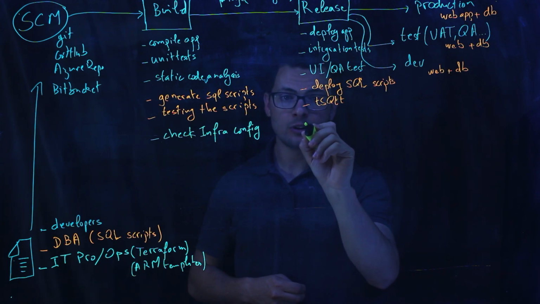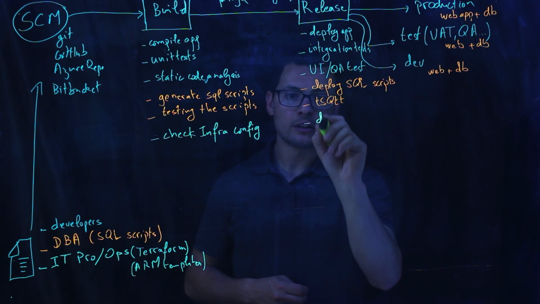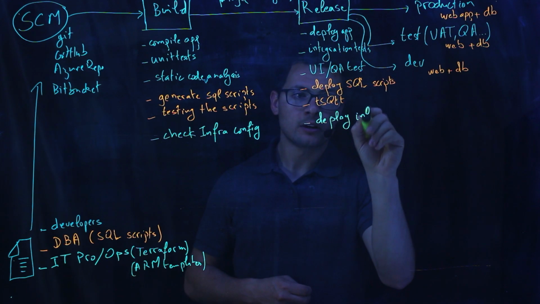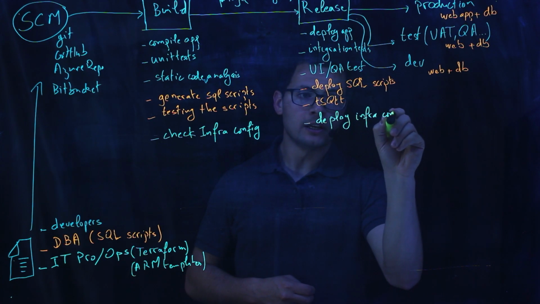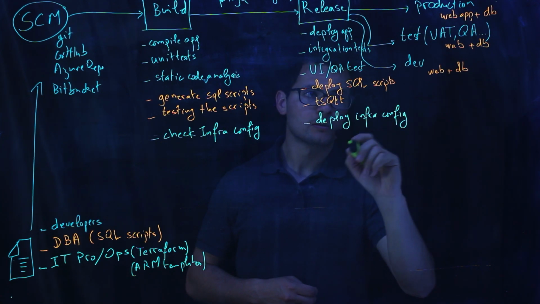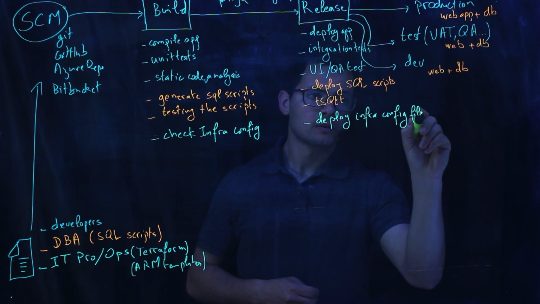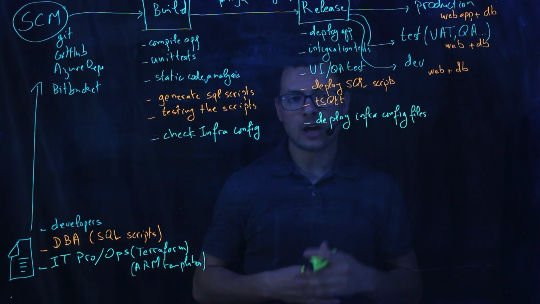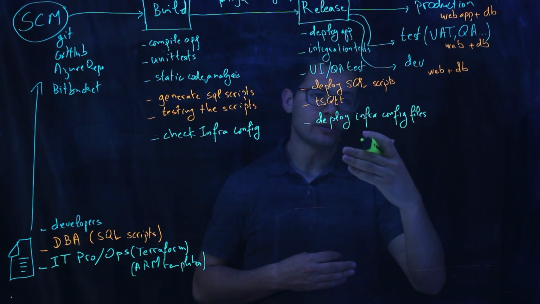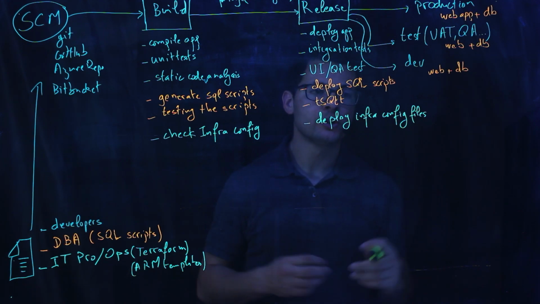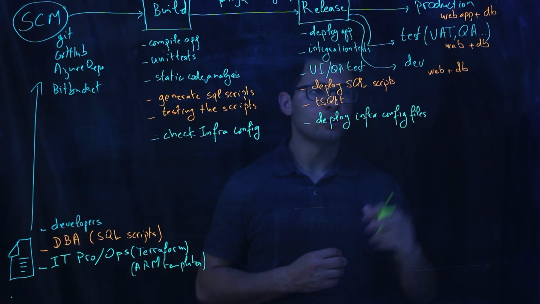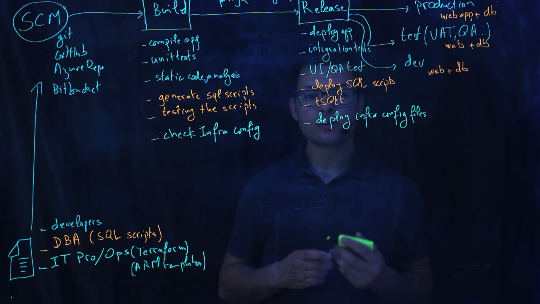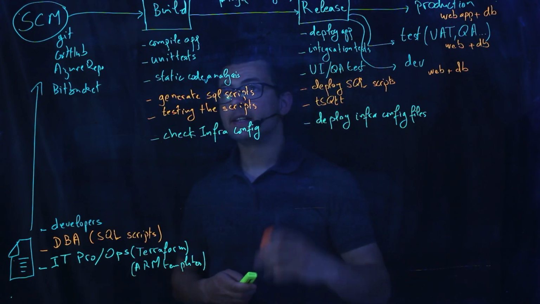So the goal here is to deploy the infra config files. If they are using cloud, then they have a way to deploy that infrastructure onto the cloud in order to provision the different resources needed to run my application. So this is the basics of the CI and CD pipelines.